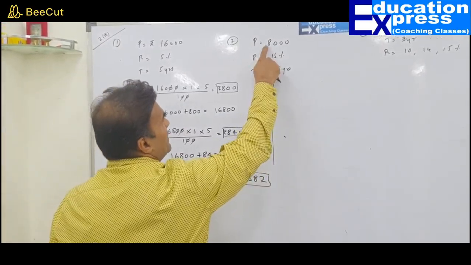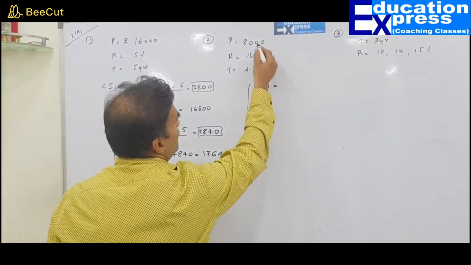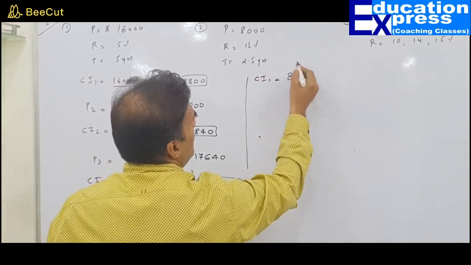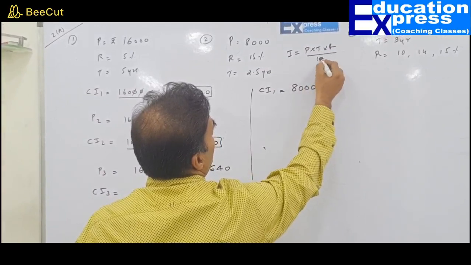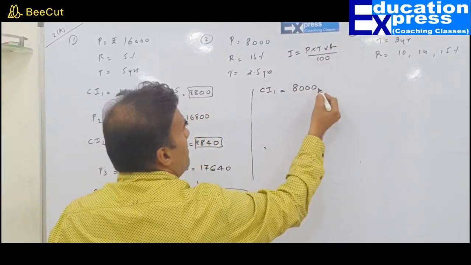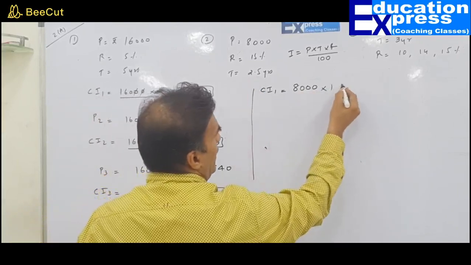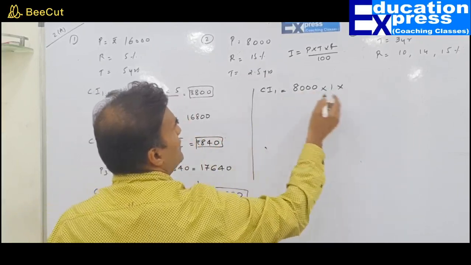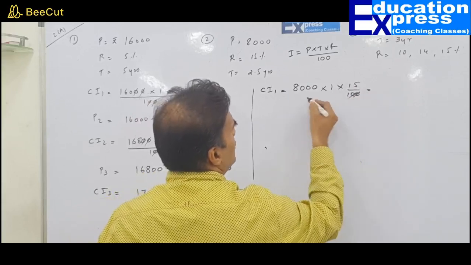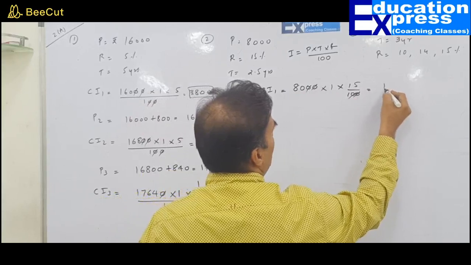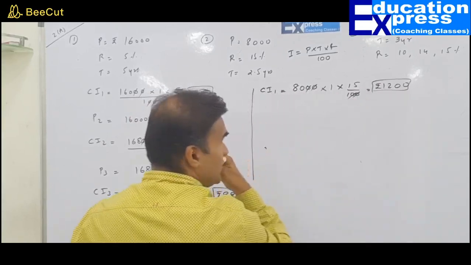Question number 2 is again a very simple question. We say the principal is 8,000. Compound interest for first year will be principal P, because interest is P into T into R upon 100. Time is 2.5 years, but we are taking 1 year at a time. 1 into R. Rate is how much? 15%. So can anyone tell me? 15 8s are 120, so interest for first year is 1200.